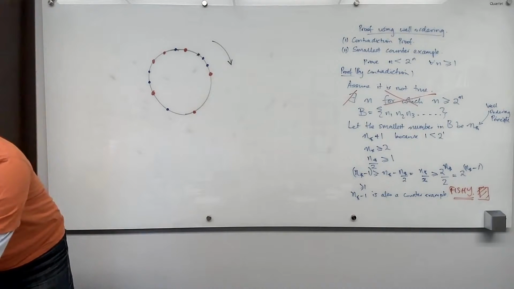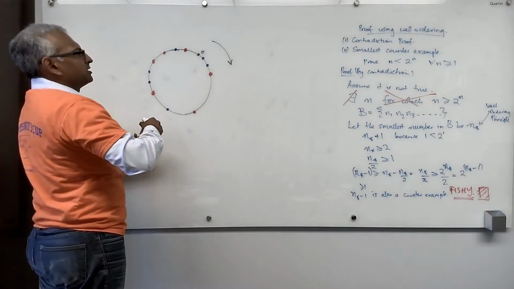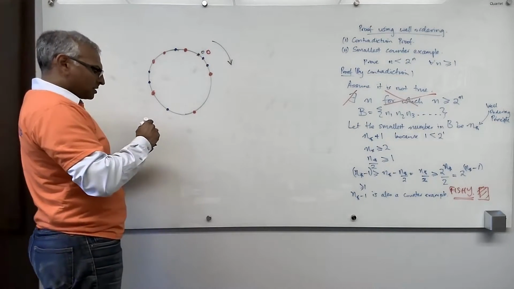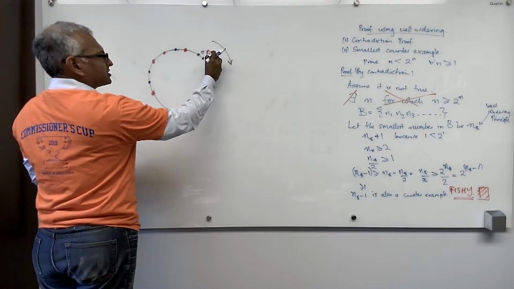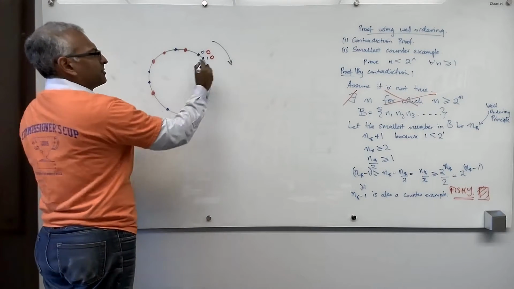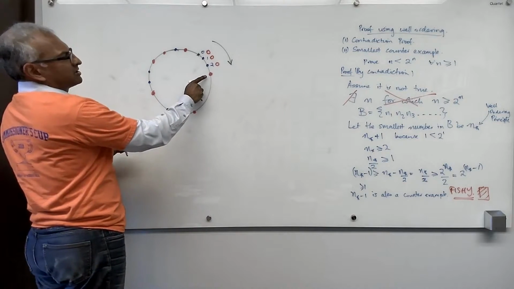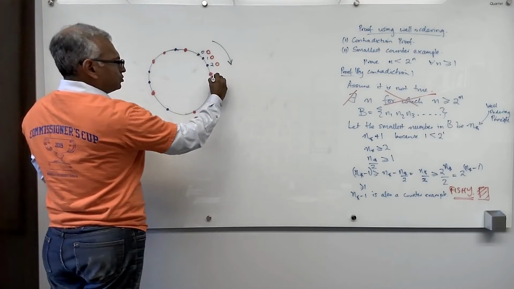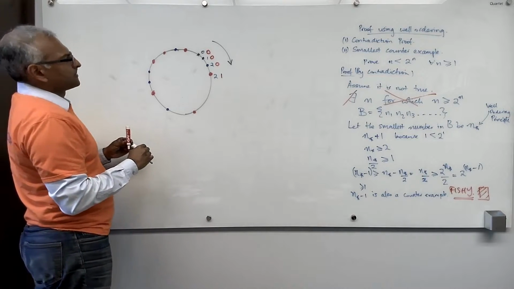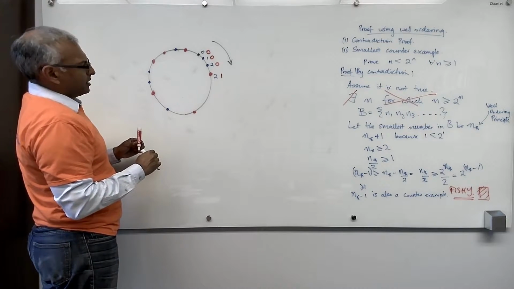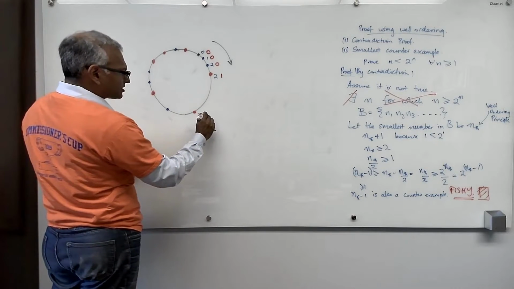Initially I've not passed any points, so the way I'll denote that is I've passed 0 blue points and 0 red points. Once I pass this point, I've passed 1 blue point and 0 red points. Once I pass this point, I've passed 2 blue points and 0 red points. Then once I pass this point, I've passed 2 blue points and 1 red point. And then once I pass this point, I've passed 2 blue points and 2 red points.